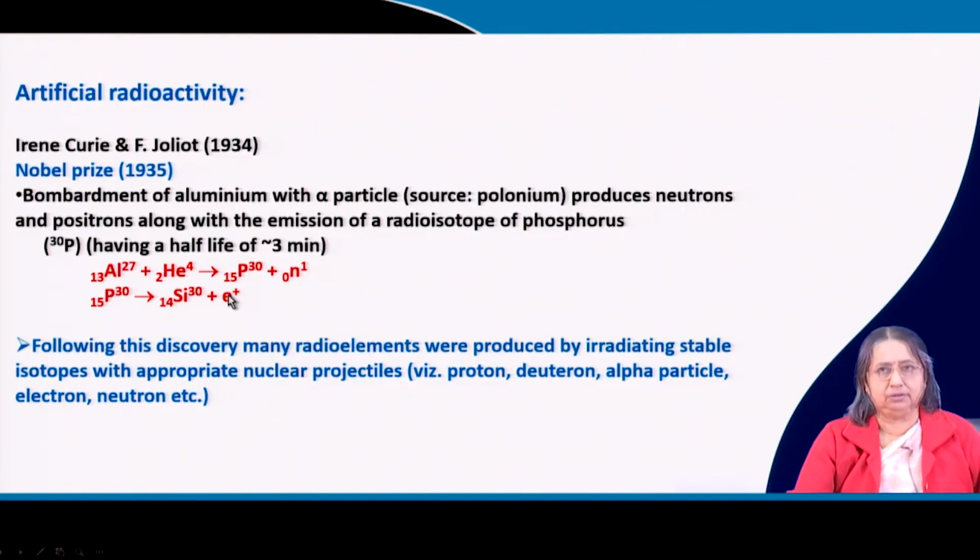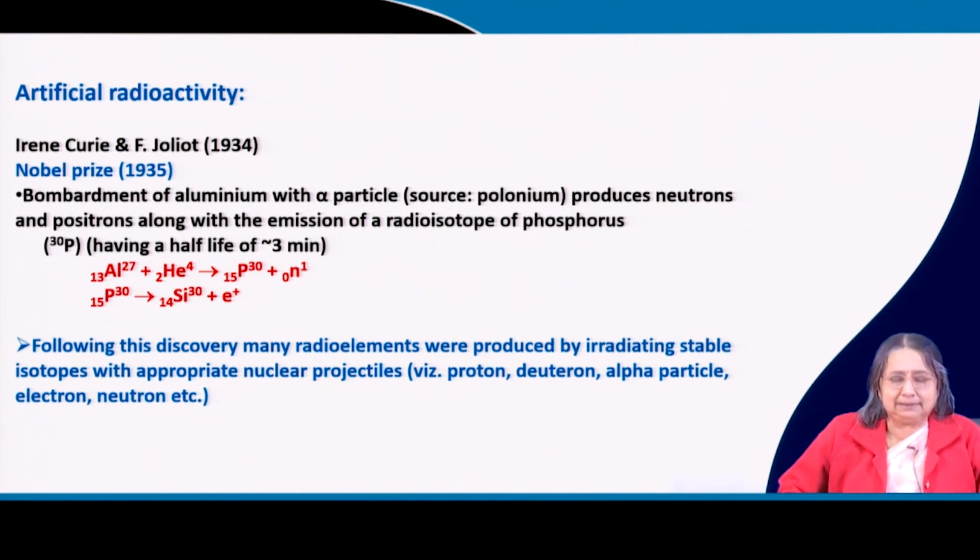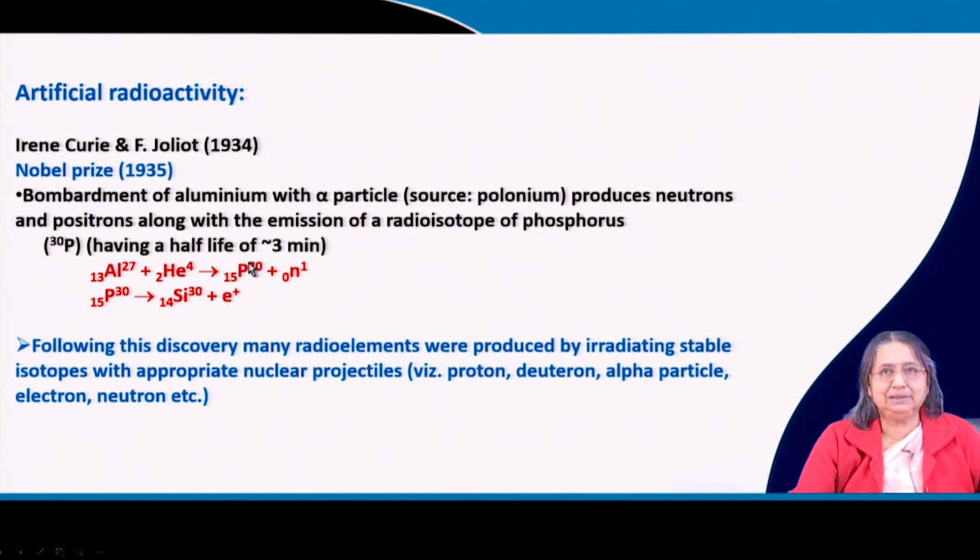And a positron. Electron you write as e minus; positron means positive electron, so it is written as e plus. Here both neutron and positron are produced, which is the new thing they observed. This is an isotope of phosphorus, but it is a radioisotope, which means it immediately disintegrates. Following this discovery, many radio elements were produced by irradiating stable isotopes with appropriate nuclear projectiles.